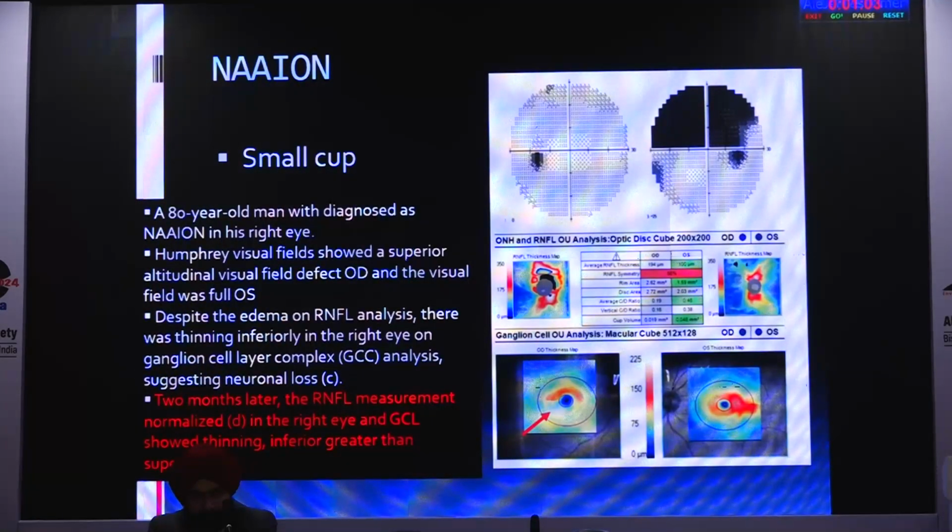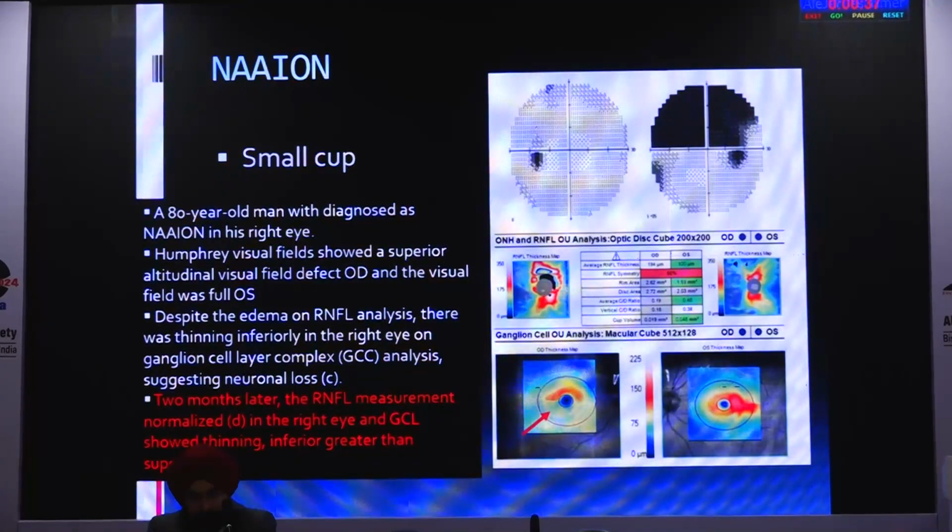Now, NAION, as we know, if you see the disc, this is a small cup. This is an example of an 80-year-old male with a diagnosis of NAION in the right eye. You can see the quadrant involved in the right eye is the upper quadrant. Usually, the inferior quadrant is involved. So, the visual field showed the changes in the upper quadrant. Despite edema on RNFL analysis, there is a thinning inferiorly in the right eye of the ganglion cell layer.